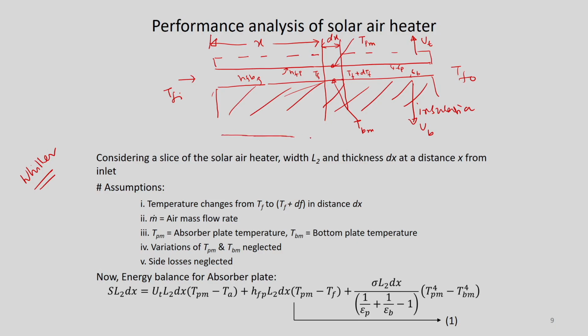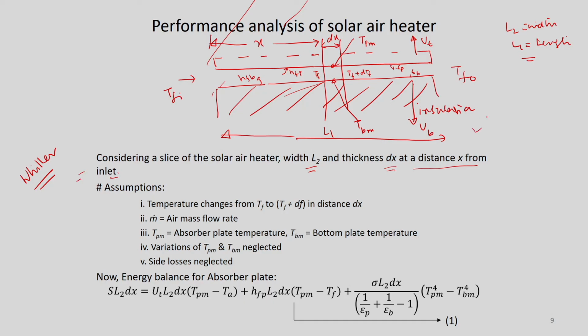So, this length is L1 and the width, so that way it will go, okay, so the width will be L2. So, this is the width and L1 is the length from inlet to the outlet. Okay. So, now we will consider a slice. This is the slice, okay, and the width is L2. So, along this direction, and the thickness is delta x at the distance x from the inlet. Okay. So, that is shown in the figure, right.